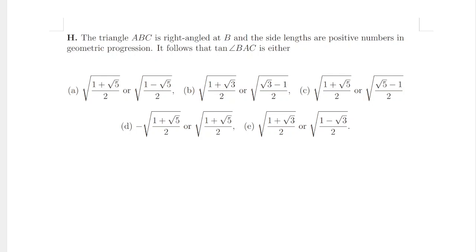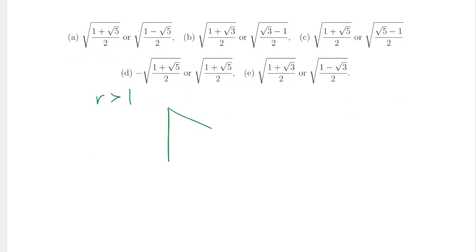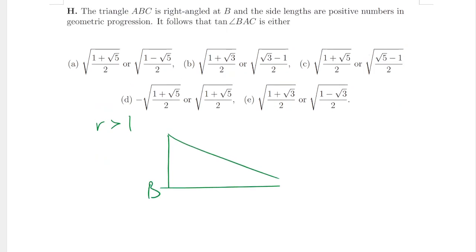But okay, let's do this rigorously. Let's make the assumption first that r is greater than 1, just for the sake of my diagrams. If I draw a right angle triangle here, the right angle is at B. Let's say A is here, C is here. Then we have three terms: a, ar, and ar squared, which is a geometric progression, and we are sure that ar squared is the hypotenuse, because I assumed r is greater than 1. The remaining ones I don't know, a and ar. So off we go.